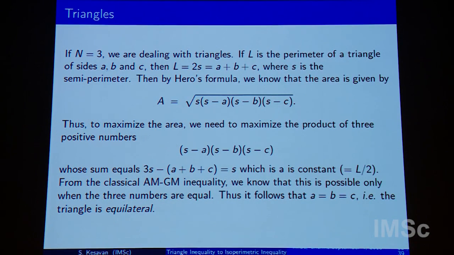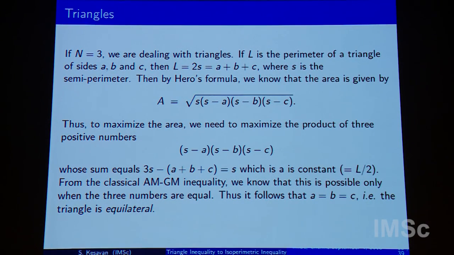Okay? So if I want to maximize A, I just have to maximize S minus A into S minus B into S minus C, because the square root is nothing. If you maximize some number, its square gets maximized automatically. Now the sum of these three numbers is 3S minus (A plus B plus C), which is S, and that's also a constant, L by 2. So we have three positive constants whose sum is fixed, and you want to maximize the product.